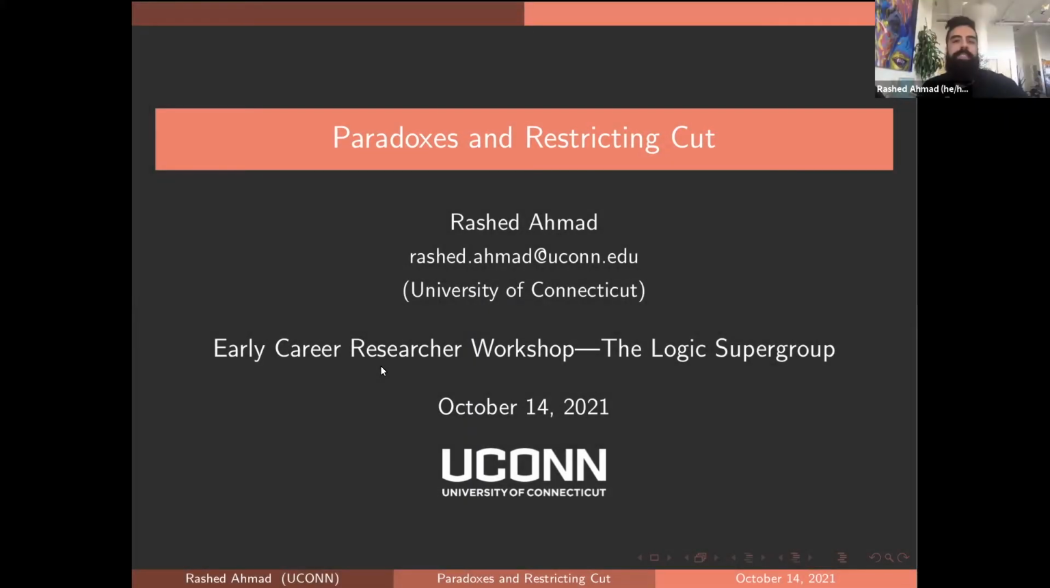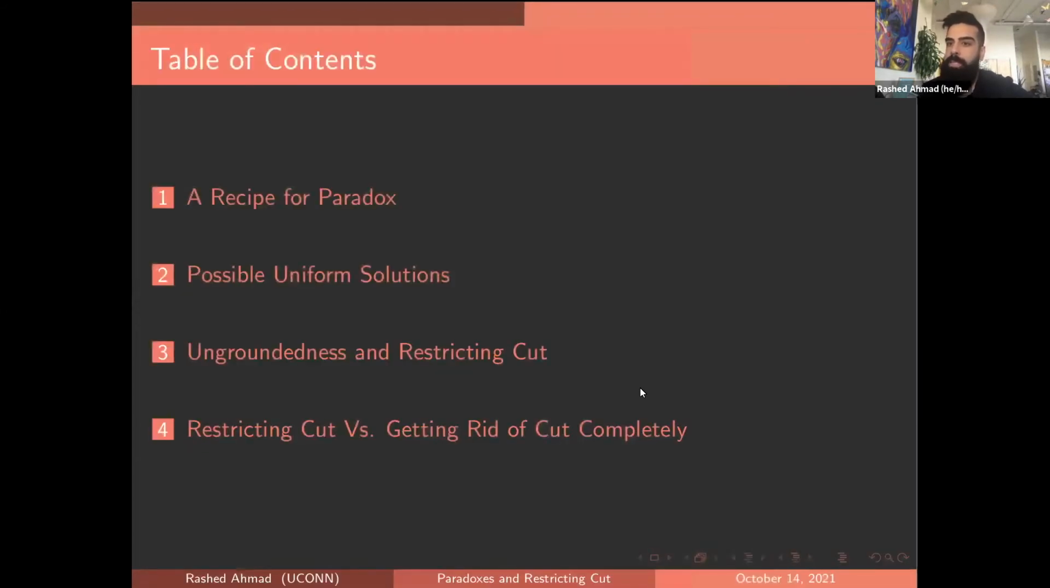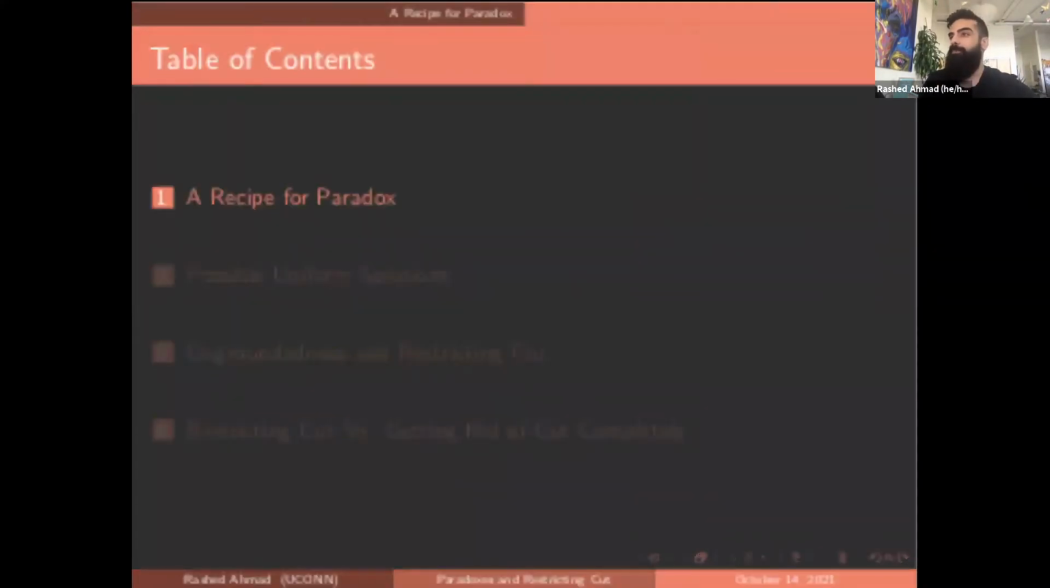In a recent talk, we discussed the underlying common structure of paradoxes and presented our own positive theory of paradox, which we call the recipe. In today's talk, we're going to start by briefly sketching out the recipe. And then from there, we're going to talk about the possible uniform solutions the recipe suggests. After that, we're going to present our own solution, which utilizes the notion of groundedness, and we restrict cut. And finally, we're going to have a little discussion on why restricting cut is more appealing than getting rid of cut completely.